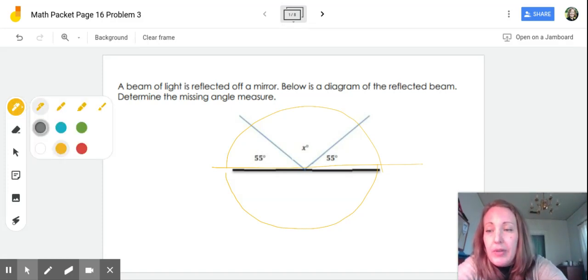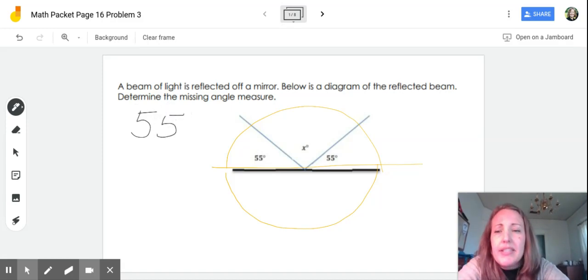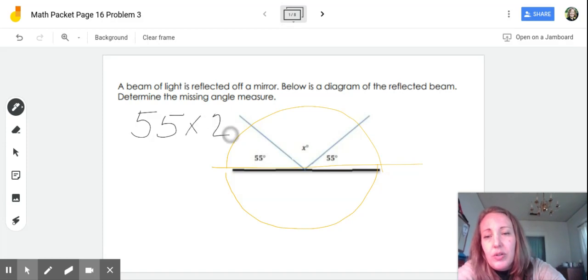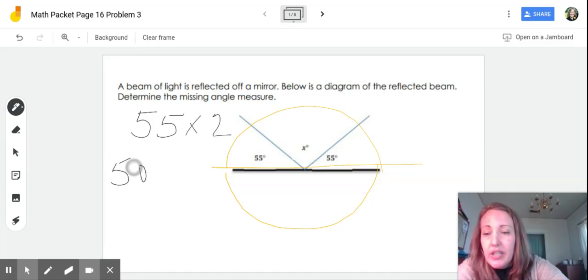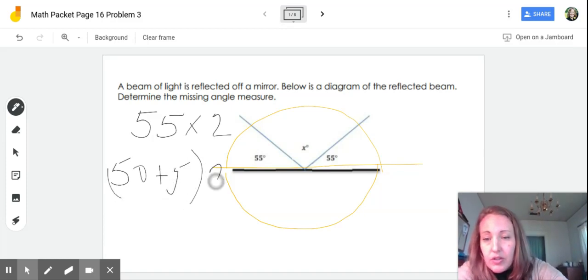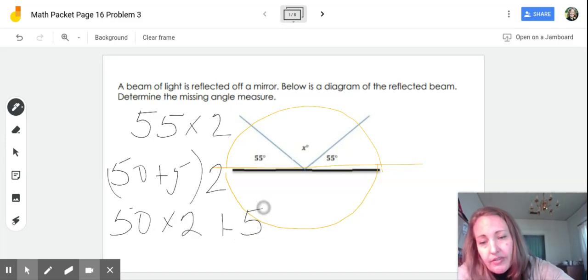Okay, I think you can probably already see how to do this. We have to take 55 and 55, and we have to add those together. Well, let's see. That's the same as 55 times 2. And I could use my decomposing of numbers. That's the same as 50 plus 5 times 2. And I could say that's the same as 50 times 2 plus 5 times 2.